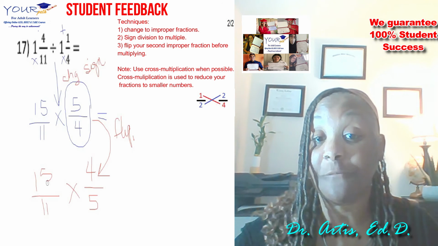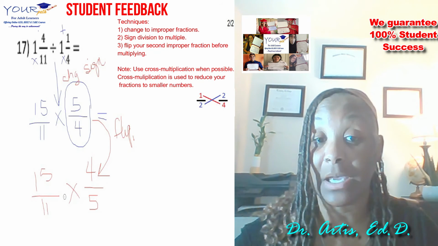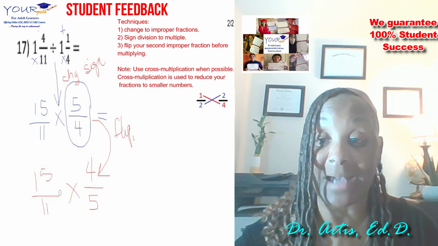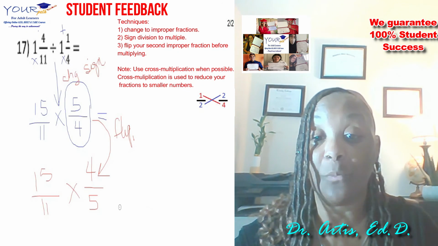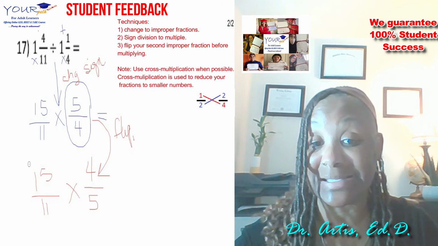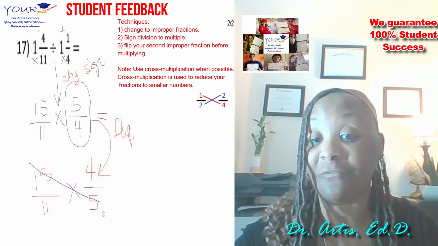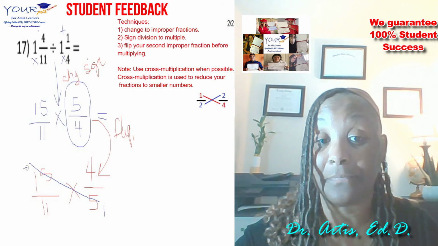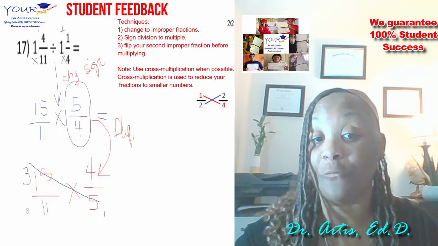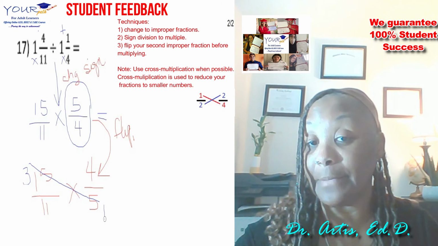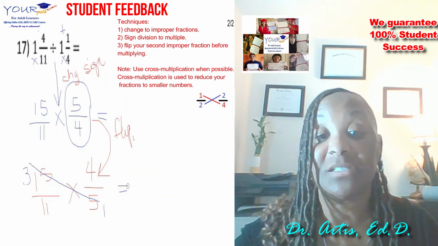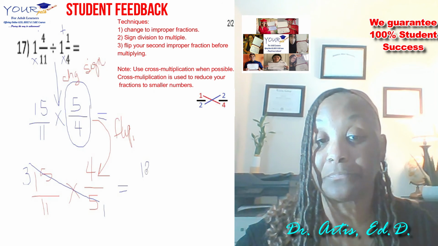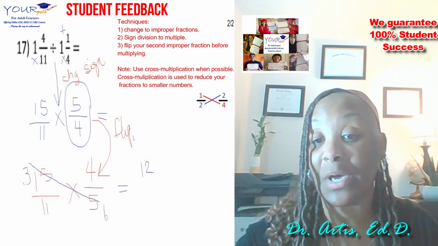What you can do is look for common factors, cross multiplication. So you can apply cross multiplication by looking for common factors that you can reduce. Here we have 5 and 15. We can reduce this here. All right. 5 goes into itself 1 time, and 5 goes into 15 3 times. So now we have 3 over 11 and 4 over 1. So when we multiply, we have 3 times 4 is 12. And then 11 times 1 will give us 11.